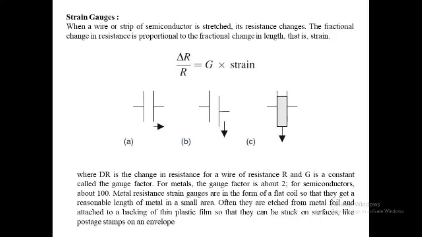Metal resistance strain gauges are in the form of a flat coil so that they get a reasonable length of metal in a small area. Often they are etched from metal foil and attached to a backing of thin plastic film, so they can be stuck onto surfaces like a postage stamp on an envelope.